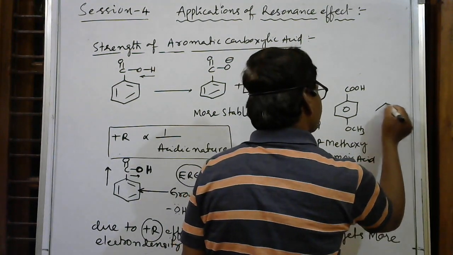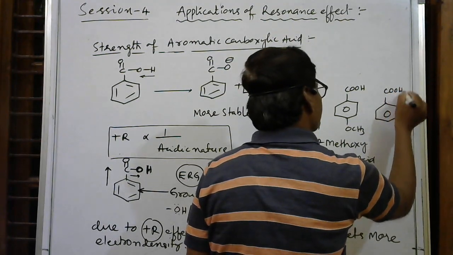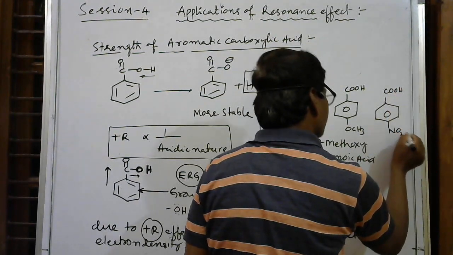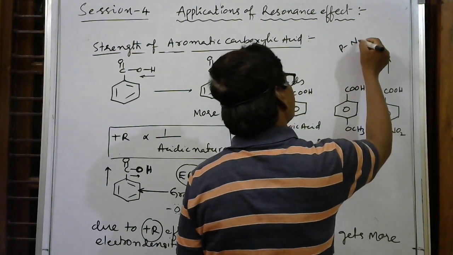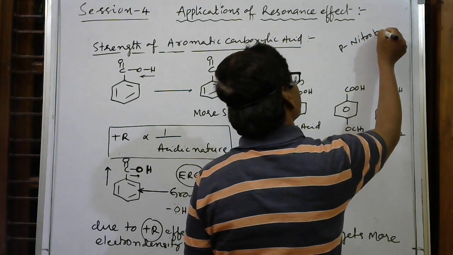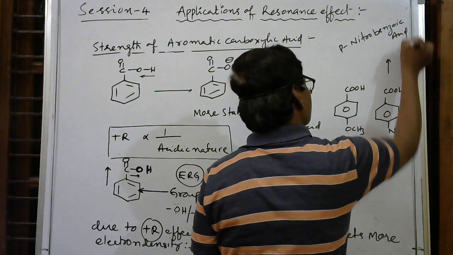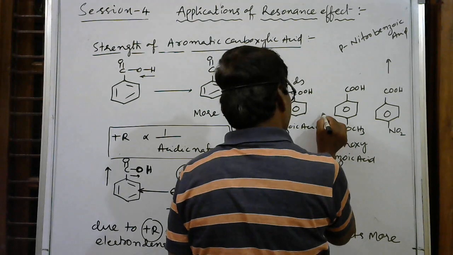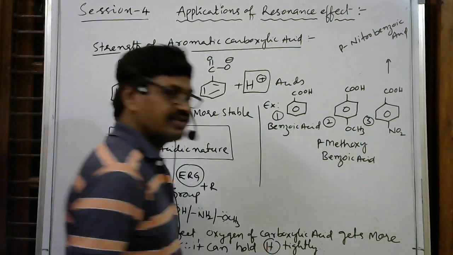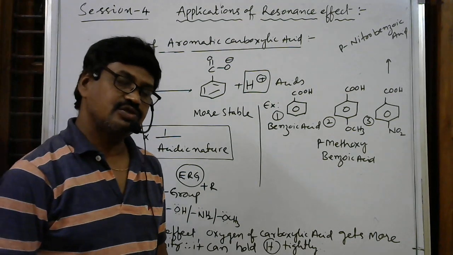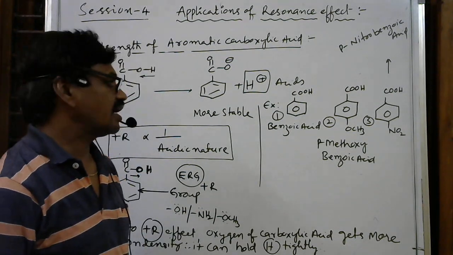And the last one, the third one, I am writing COOH, but here I am writing an NO2 group. This is para-nitrobenzoic acid. So this is first, second, and this is third. There are three different compounds given. So what is the order of acidic nature if they ask?